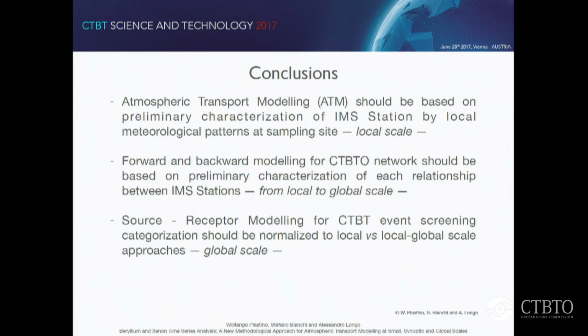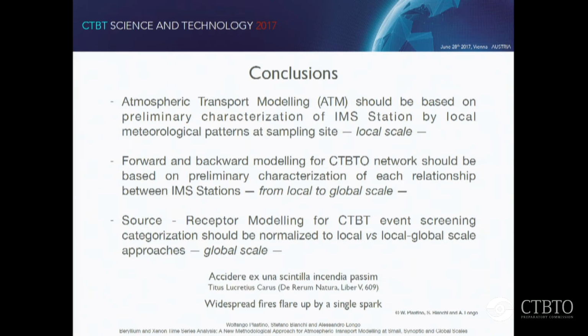Let me cite the original source of this work, the De Rerum Natura of Titus Lucretius Carus: accidere ex una scintilla incendia passim. Thank you for your attention. I need to thank, of course, the PTS staff for providing the data in the framework of this agreement with my university. Thank you for your attention.